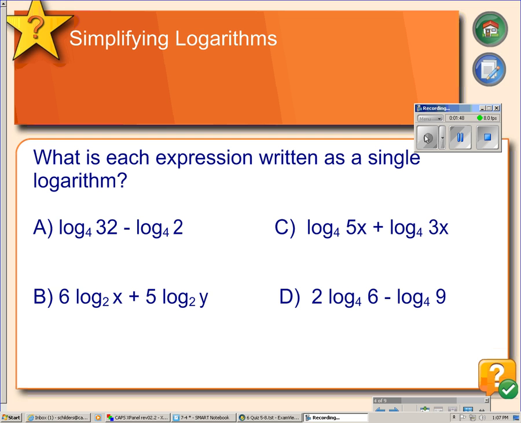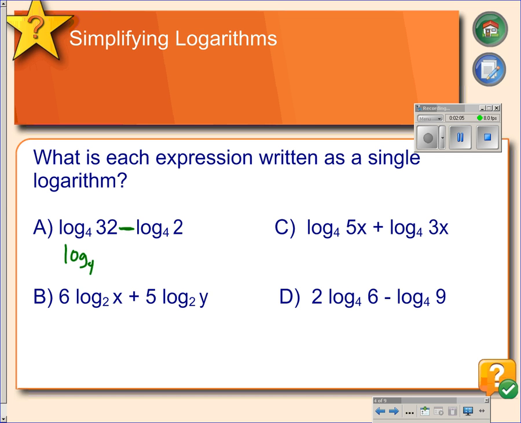Okay, so on example A here, we have a subtraction right there. So we're going to condense these 2 logs into one problem. So a subtraction and a division go together. So these 2 different logs can be written as one log, same base of 4, and it will be 32 divided by 2. Subtraction becomes division. So 32 divided by 2 is 16, and log base 4 of 16 we know is 2, because 4 to the second power equals 16, and the answer to a log is the exponent.